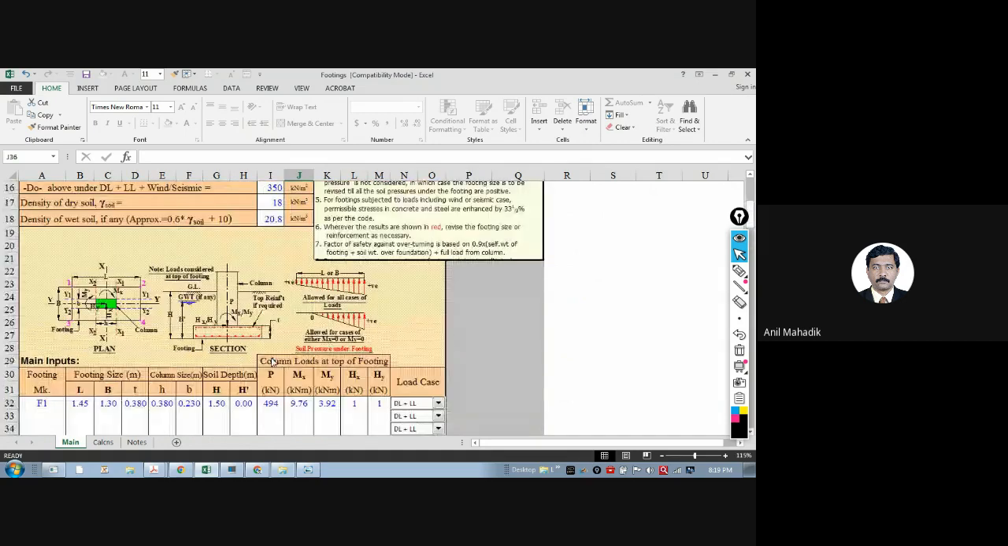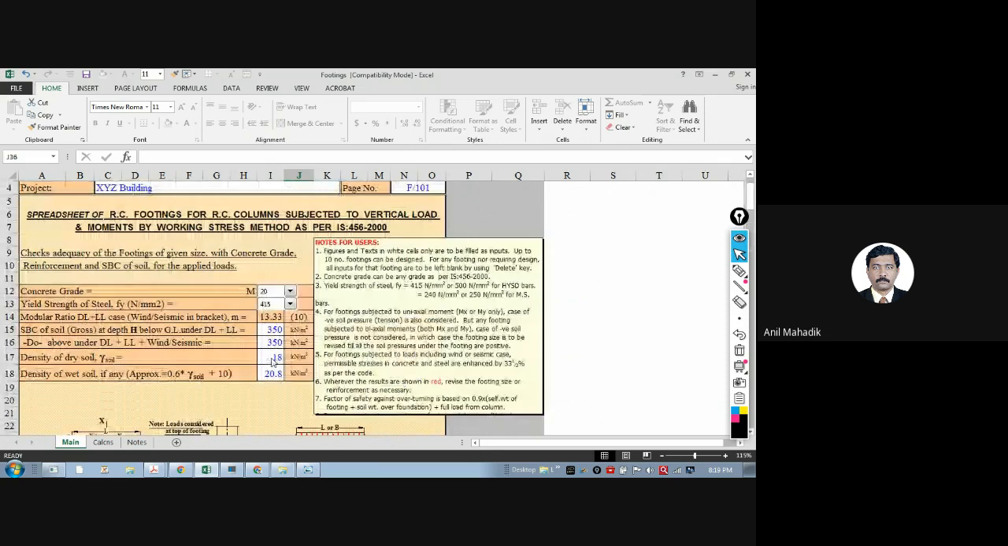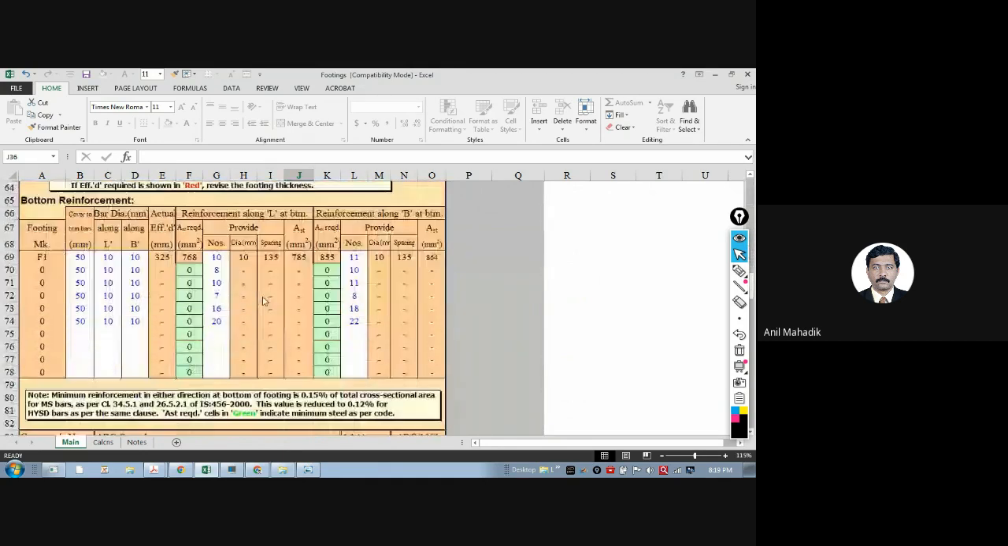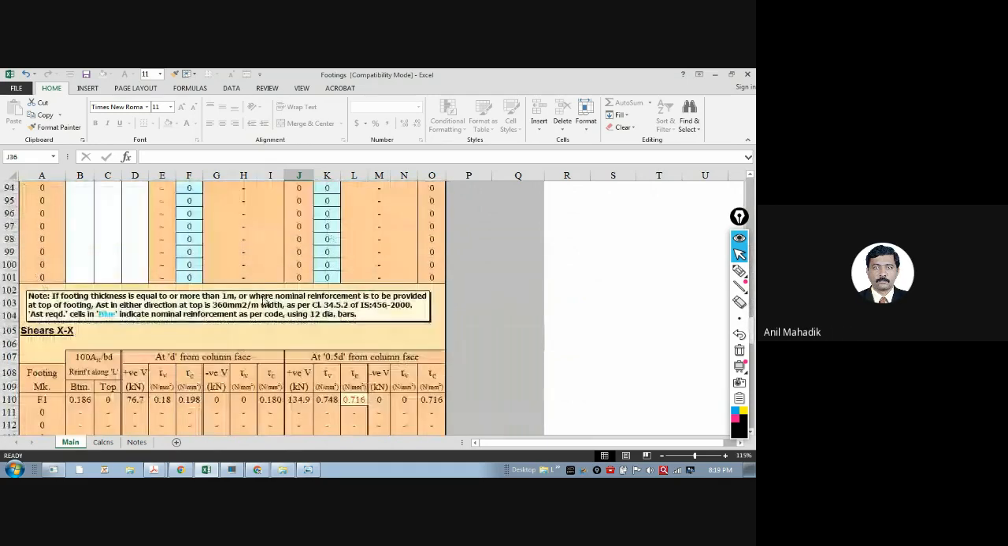So how can we use it? So first of all, let's assume the grade of concrete. So this is a sheet. I think you are using this kind of sheet for the first time, isn't it? Yes, sir. I think you are doing it for the first time.